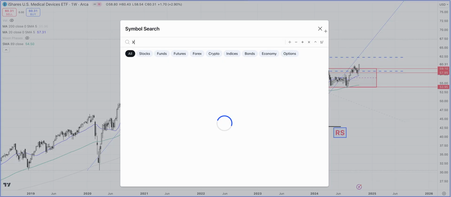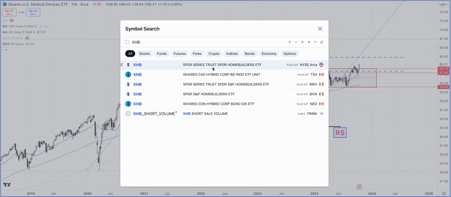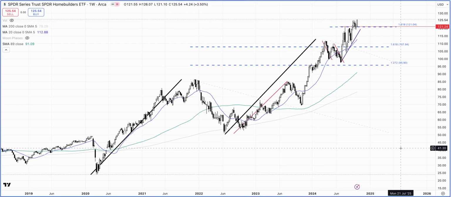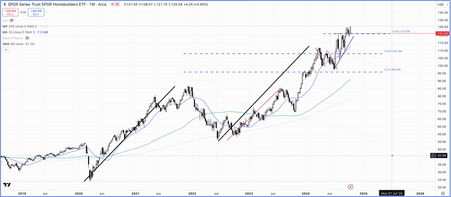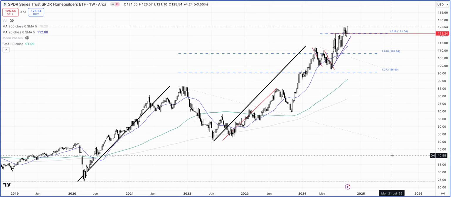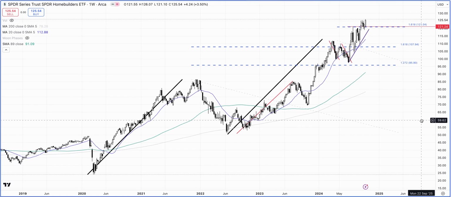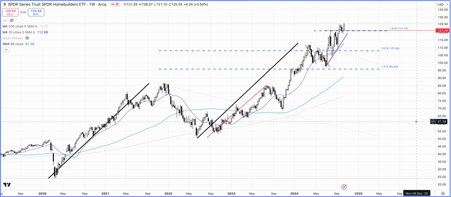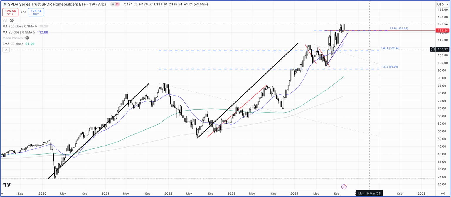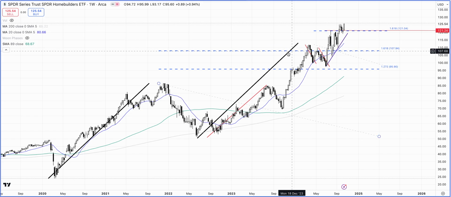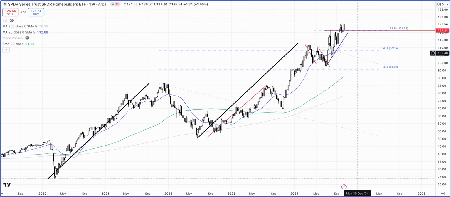Then let's take a look at home builders, XHB, and home builders have also been strong. I think this is maybe a supply-demand thing, but also maybe because of the potential of interest rates moving lower. I might have to do something with it. It met our target of 121, which is 1.618 expansion. I think it's just extending this leg, so keep on watching this space.